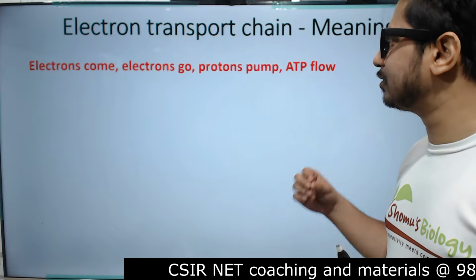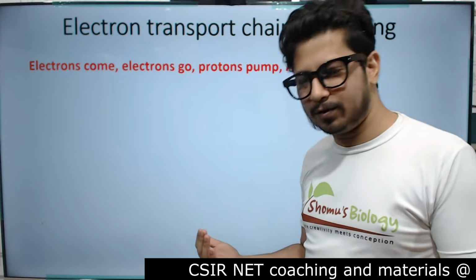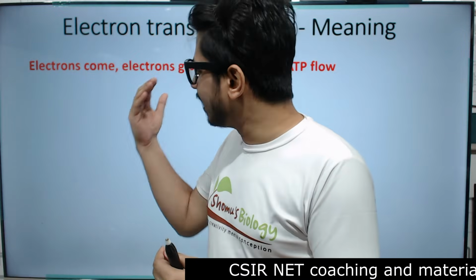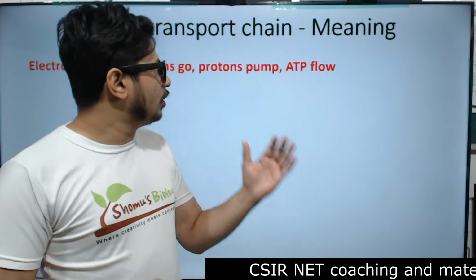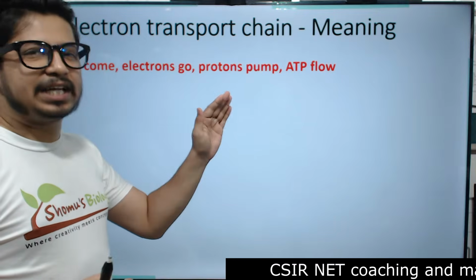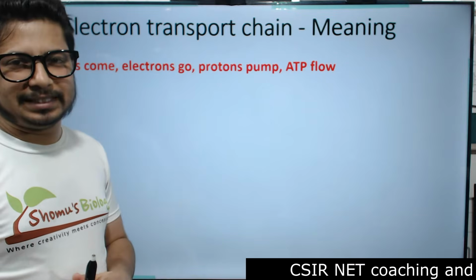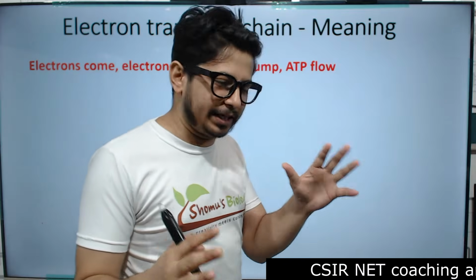Electrons come, electrons go, protons pump, ATP flow. Right? A small limerick of some kind. Electrons come, electrons go, protons pump, ATP flow. That summarizes the process of the electron transport chain.